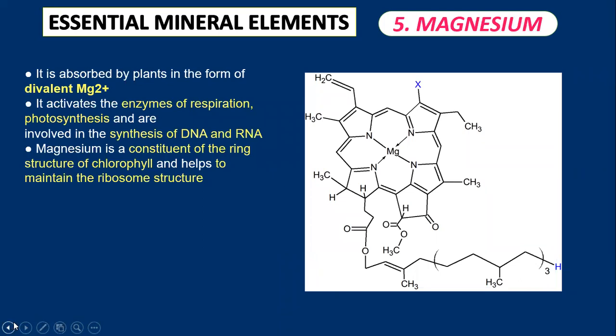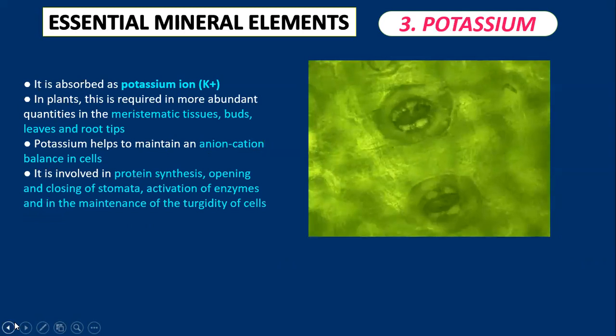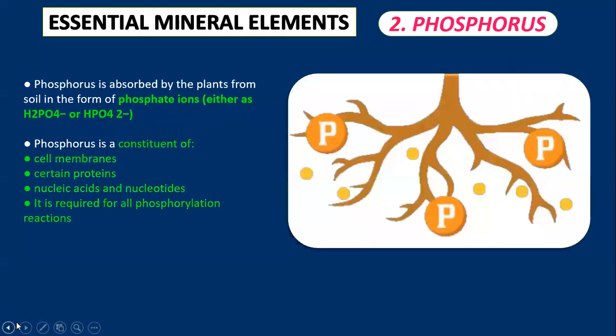Magnesium, Mg2+ ion: enzymes of respiration, photosynthesis, synthesis of DNA and RNA, constituent of the ring structure of chlorophyll, helps to maintain the ribosome structure. Calcium, Ca2+ ion: calcium pectate, formation of mitotic spindle. Potassium, K+ ion: protein synthesis, anion-cation balance, opening and closing of stomata, maintenance of turgidity of the cell.